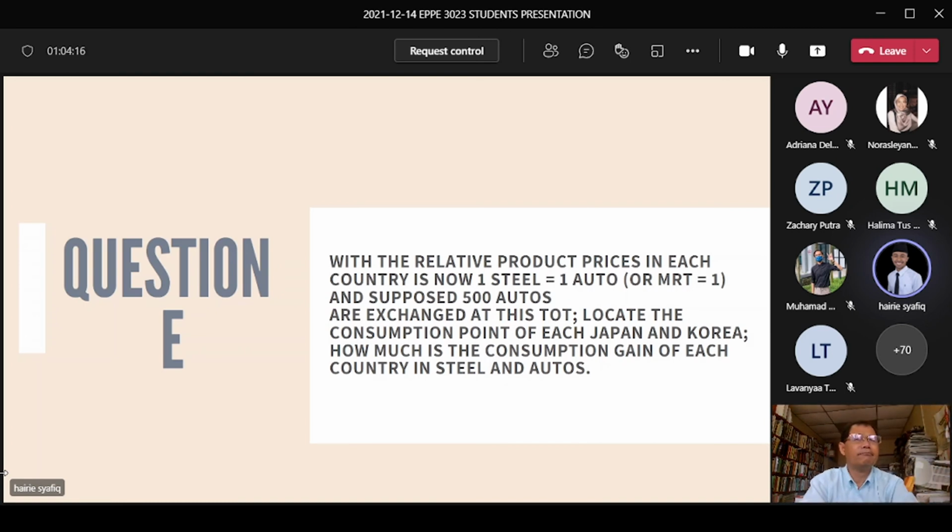Okay, sorry. This is my question too. With the relative product price in each country now 1 steel equal to 1 auto, or MRT equal to 1, suppose 500 autos are exchanged at this terms of trade. Locate the consumption point of each, Japan and Korea. How much is the consumption gain of each country in steel and autos?